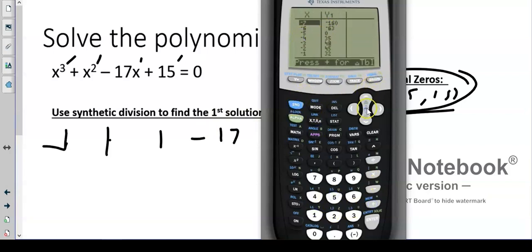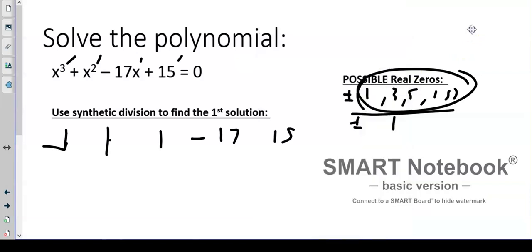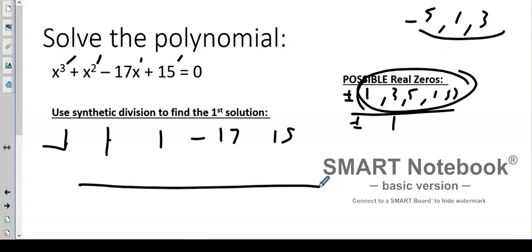There, right there, -5. That's one of them. There's 1 and 3. So we know right now, -5, 1, and 3. We know the answer. The beauty of this is you still have to show the work, but you know the answer. There's no reason not to get this right. It also helps you with the factoring.